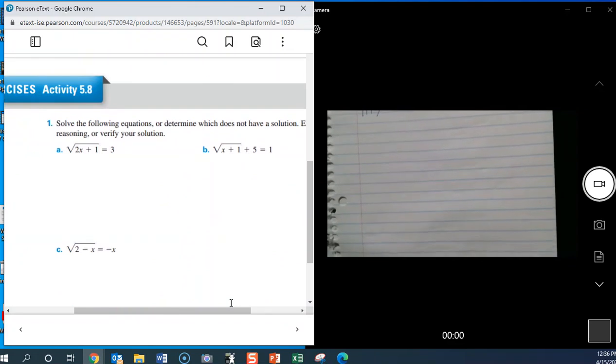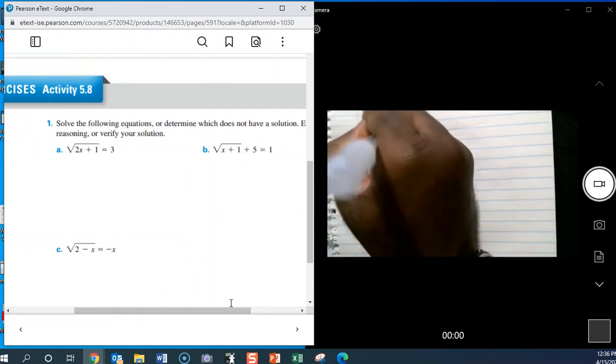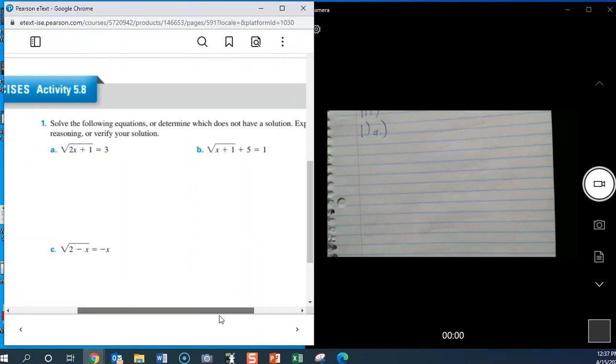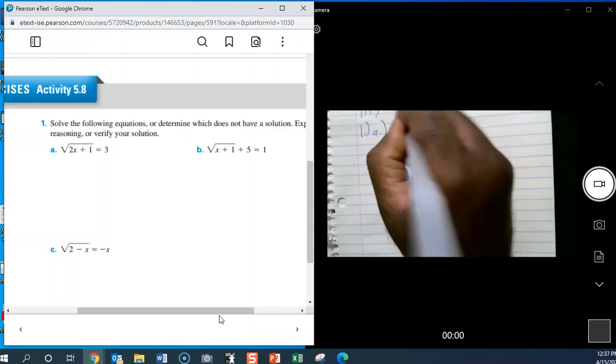So we look here at problem number 1. It says solve the following equations or determine which does not have a solution. Let's see. It says explain your reasoning or verify your solution. Okay, so with that being stated, we look at A. We have the square root of 2x plus 1 equal 3.